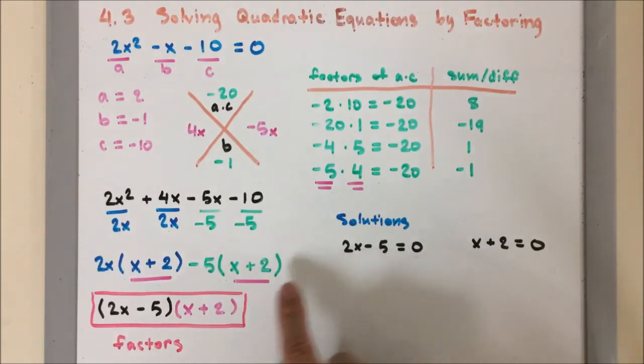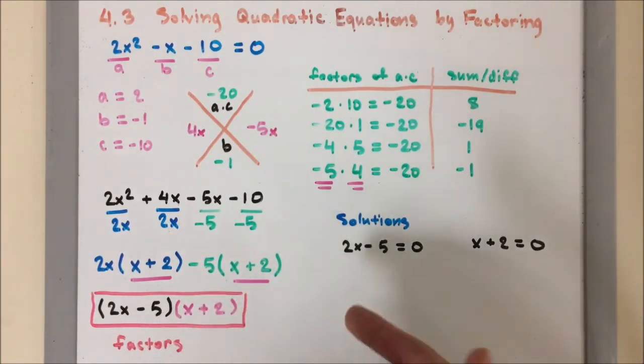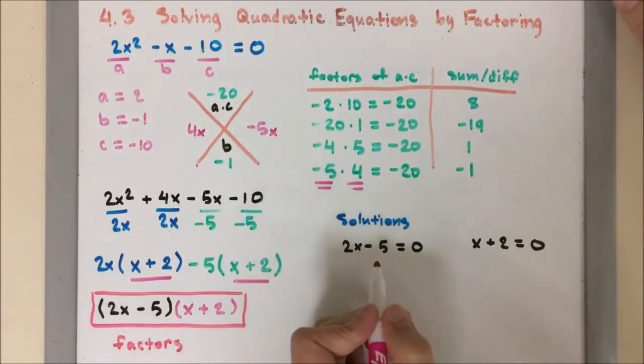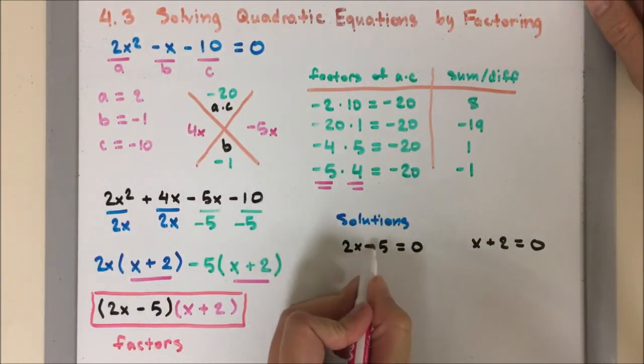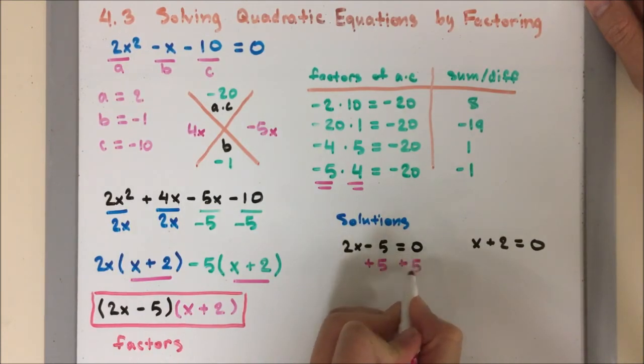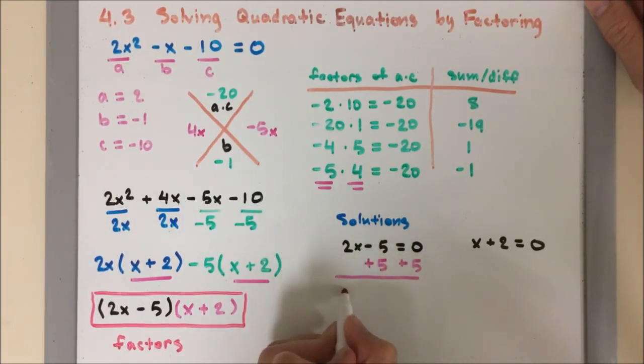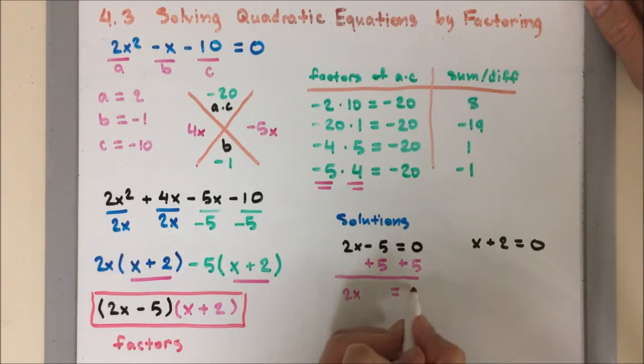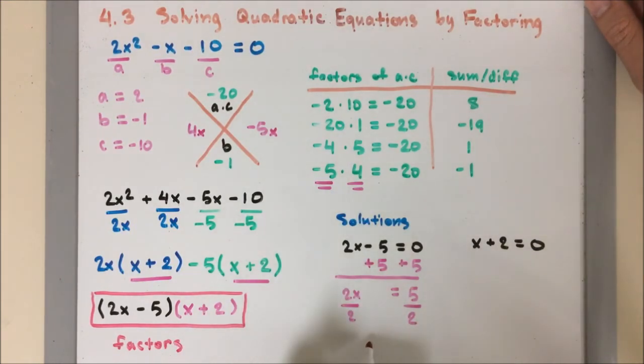So, again, I set each factor equal to 0, and I'm going to start solving for x. For the factor on the left side, I'm going to cancel out the minus 5, so I'm going to add 5 to both sides. So 2x equals positive 5. Then I'm going to divide both sides by 2 to solve for x. So my solution is x equals 5 over 2, or 5 halves.